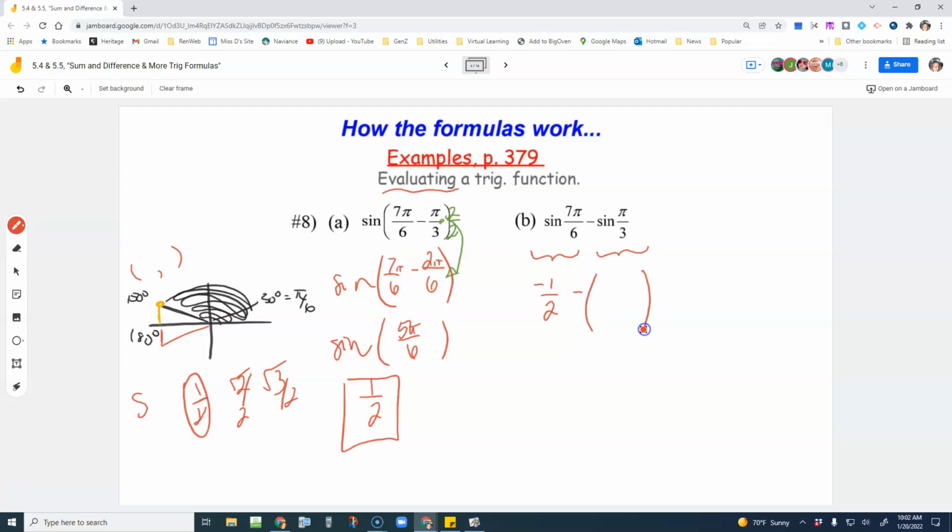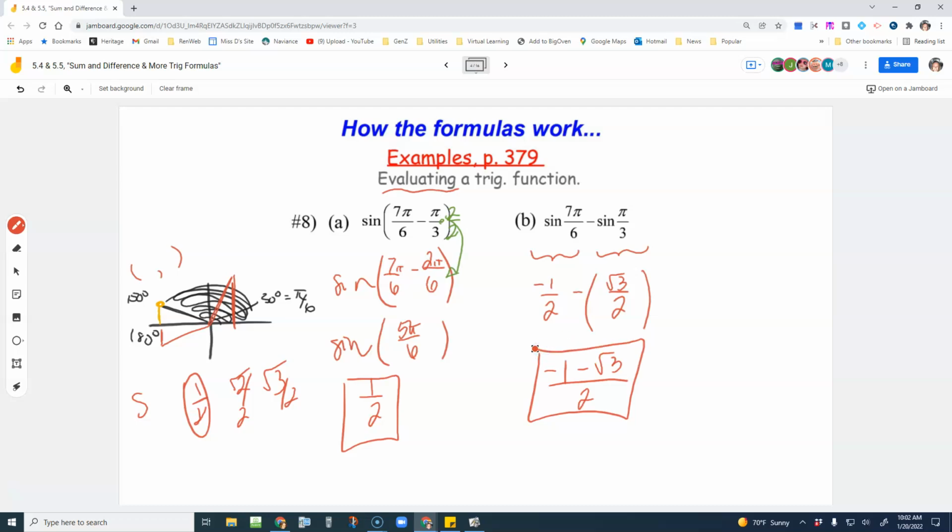Minus, hey, what's sine of pi over 3? What's that of the big one? What would sine be at pi over 3? 1/3 of a calzone. Square root of 3 over 2. Hold on. If I was to put this together, that'd be negative 1 minus rad 3. I don't know. They have common denominators, don't they?